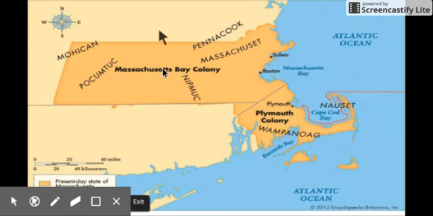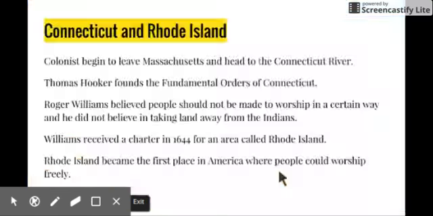This is the Massachusetts Bay Colony. This is Plymouth, that we talked about last week with Cape Cod. This is Massachusetts, Boston, right there. Connecticut and Rhode Island. Colonists began to leave Massachusetts and head to the Connecticut River. Thomas Hooker founds the Fundamental Orders of Connecticut.